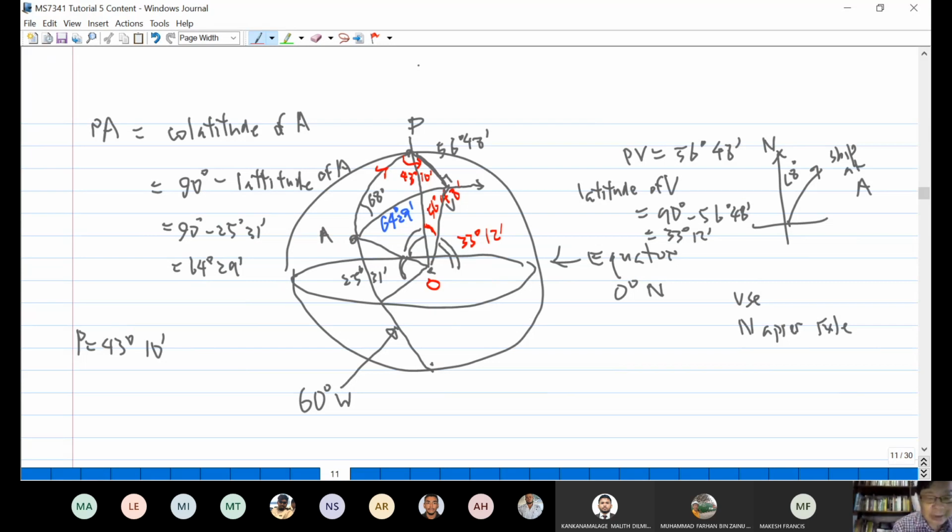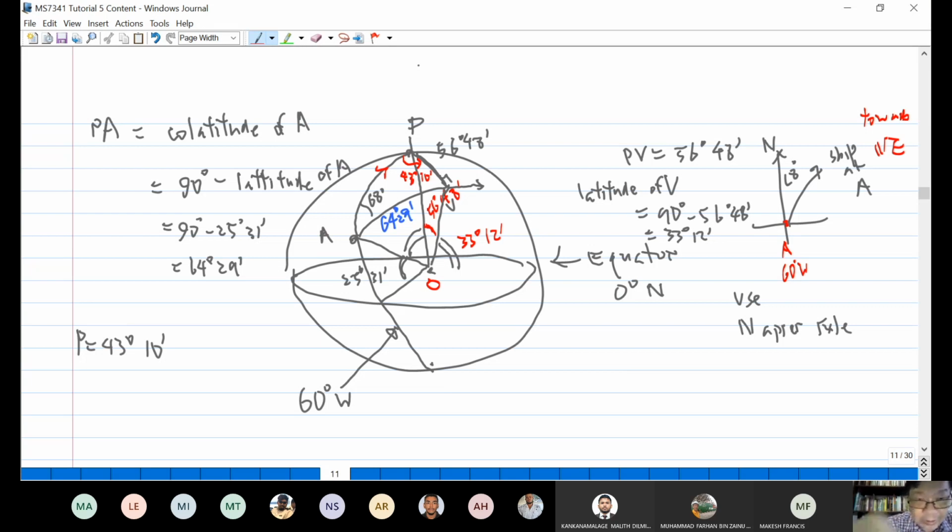So how do you know the location of B now? We can use this angle, right? So the ship actually moved from A to B. We're actually moving in the northeast direction, to the northeast side. So this is actually location A. A is 60 degree west. So we actually move in the direction of northeast, actually toward the east. So what is the location of B now?